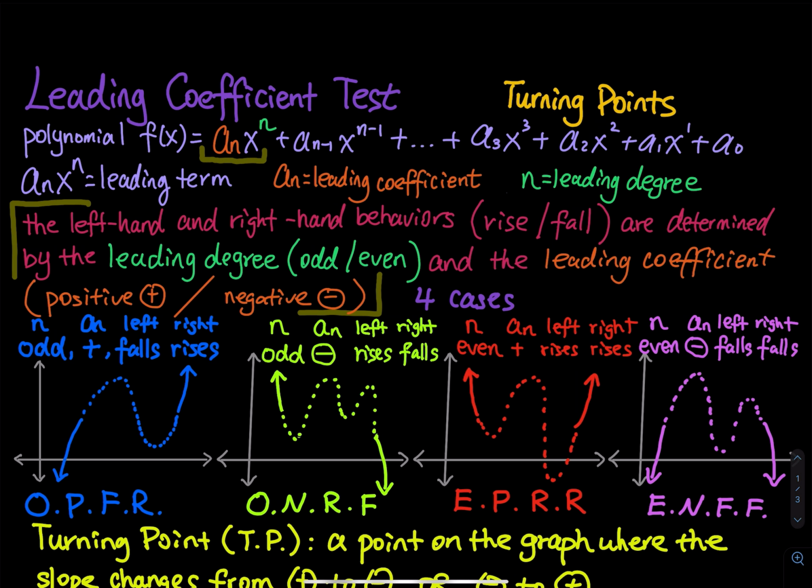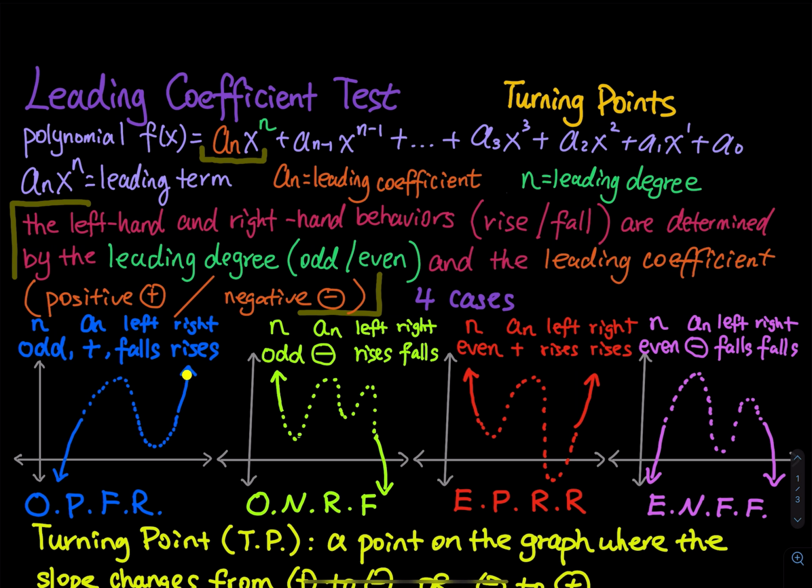For the leading coefficient test, you are going to look at the leading degree and the leading coefficient, and then using these two numbers, you can determine what the left hand behavior is, what the right hand behavior is. Let's take a look at the first graph. For the first graph, we can see that the graph falls to the left and rises to the right.